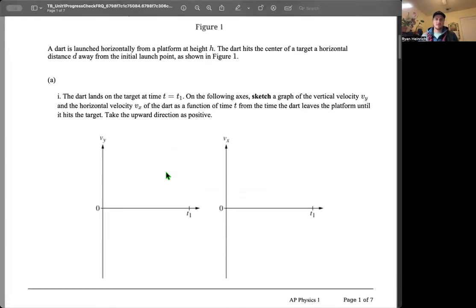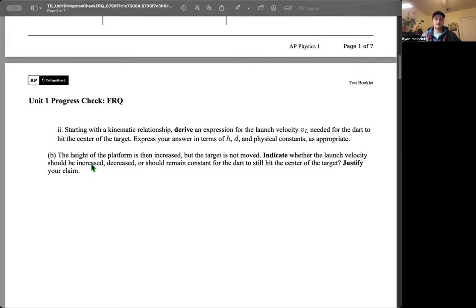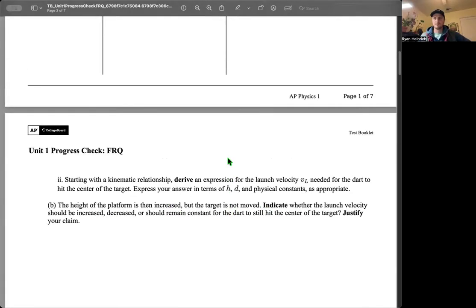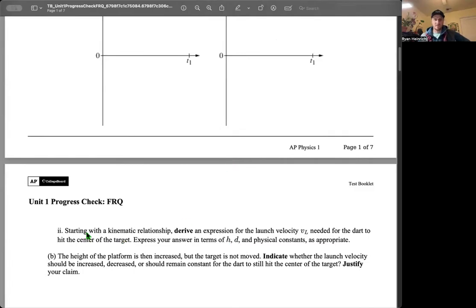All right, so what does it say? It says the height of the platform is then increased, but the target is not moved. Oh, too far. That is B. Starting with a kinematic relationship, derive an expression for the launch velocity needed for the dart to hit the center of the target. Express your answer in terms of H, D, and physical constants as appropriate. So that's what I was saying.